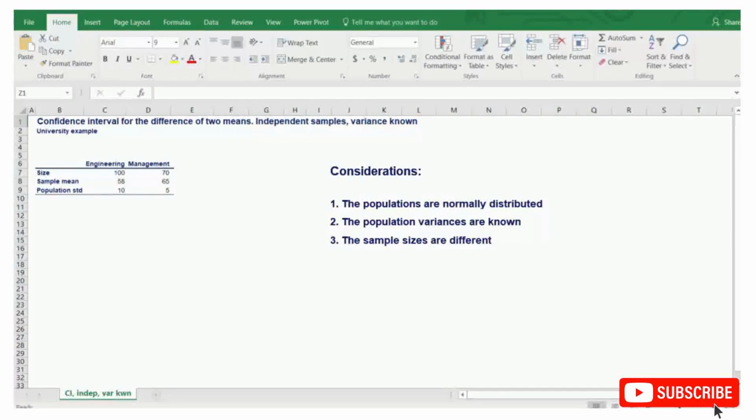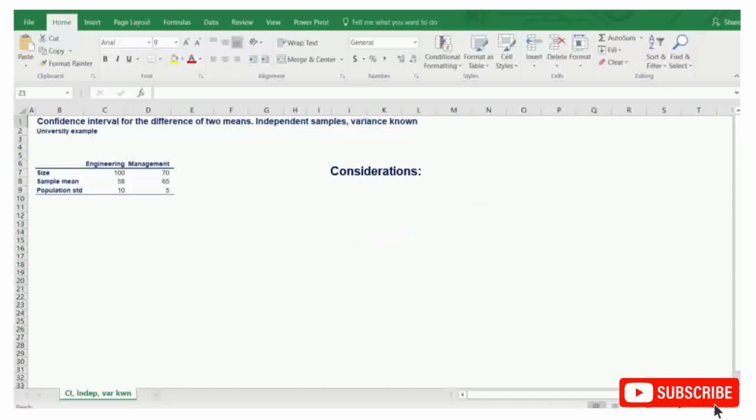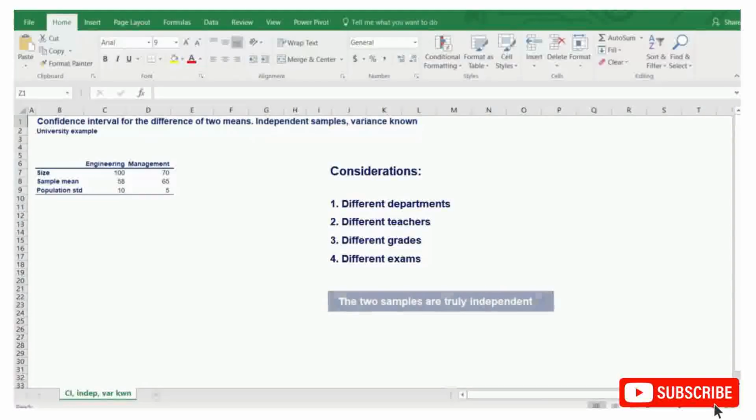In our previous lesson, when we had dependent samples, we were testing the same people over time, so it made sense that the sample sizes were equally big. This time, however, the observations are completely different. They are students from different departments, with different teachers, obtaining different grades when taking different exams. The grade of a person from engineering doesn't in any way affect the grade of a person studying management, right? The two samples are truly independent.